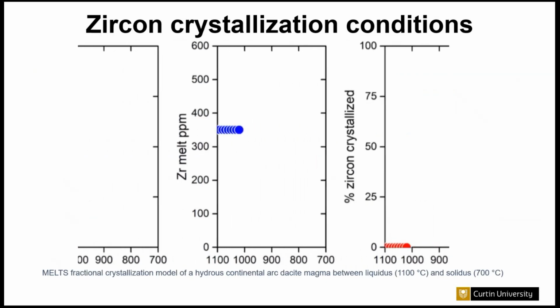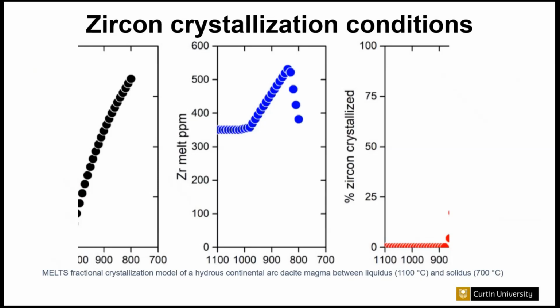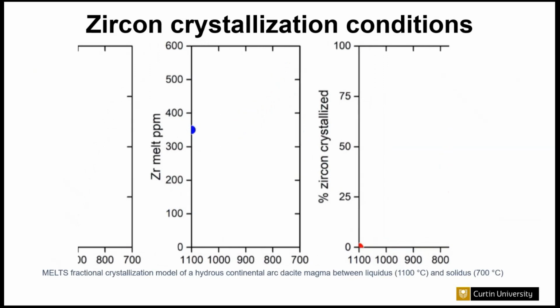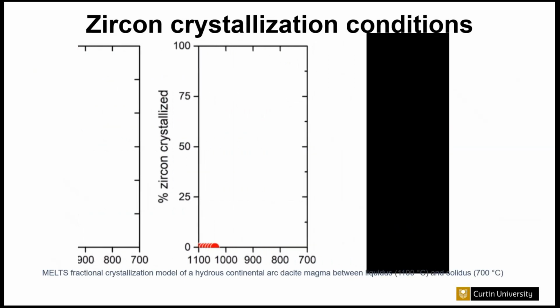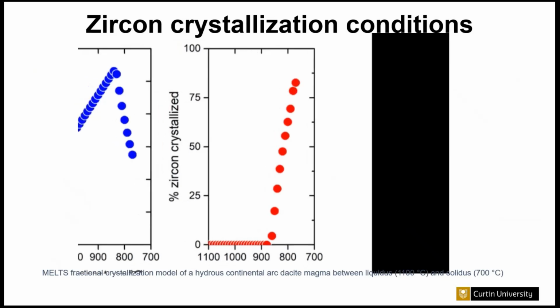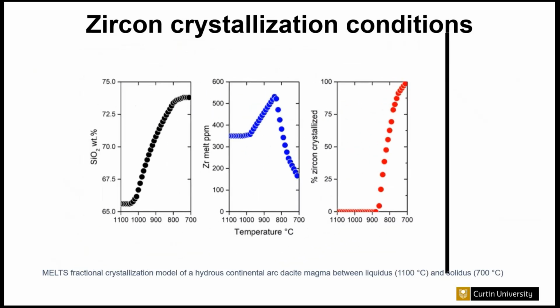What happens to the zirconium in the same melt as we cool? Zirconium is incompatible. So as long as we crystallize plagioclase, CPX, and amphibole, zirconium will go up, and only when we reach saturation does the zirconium concentration go down. So this is the important point, exactly here, when zircon starts to crystallize. And that's the amount of zircon that crystallized.